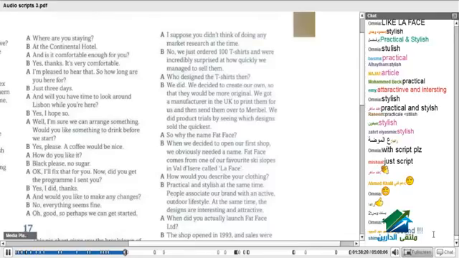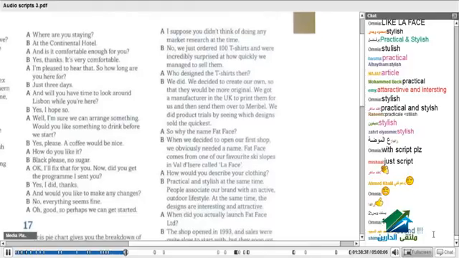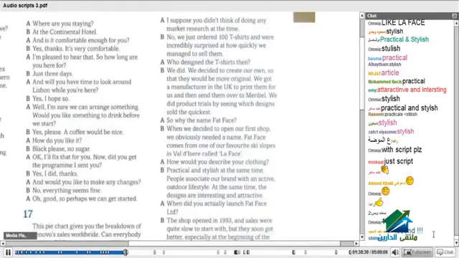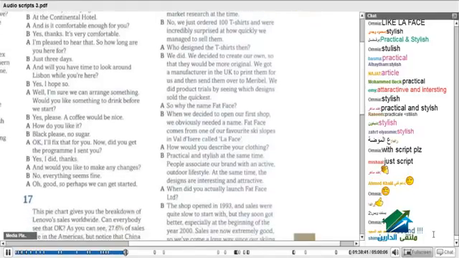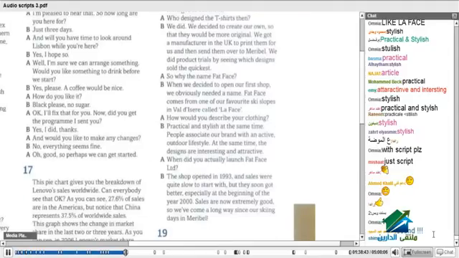So, why the name, Fat Face? When we decided to open our first shop, we obviously needed a name. Fat Face comes from one of our favourite ski slopes in Val d'Isère called La Face. How would you describe your clothing? Practical and stylish at the same time. People associate our brand with an active outdoor lifestyle. At the same time, the designs are interesting and attractive.